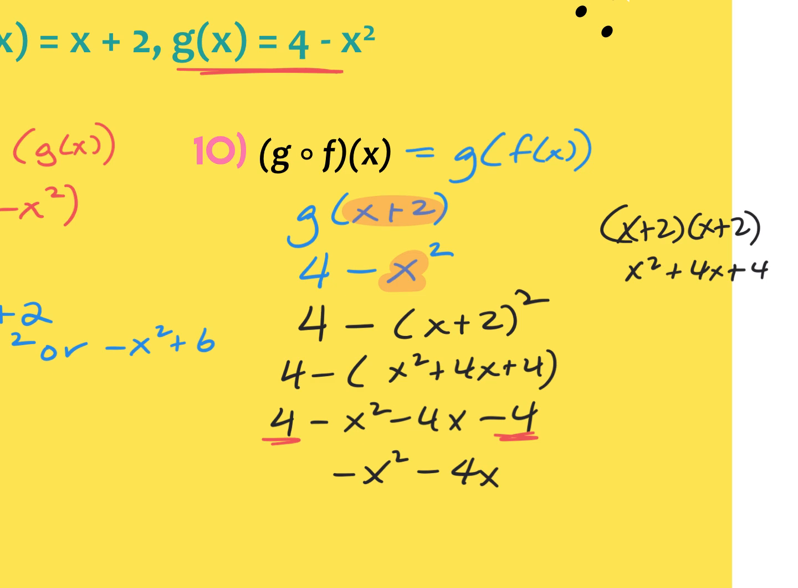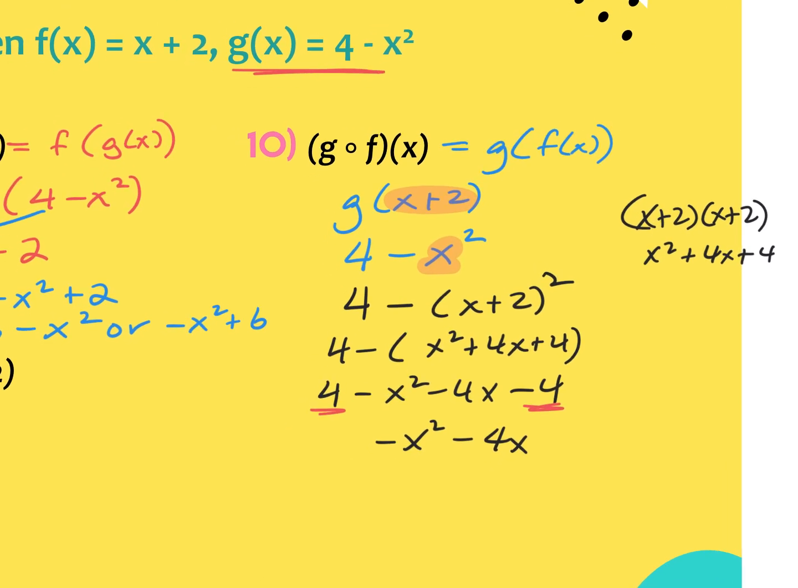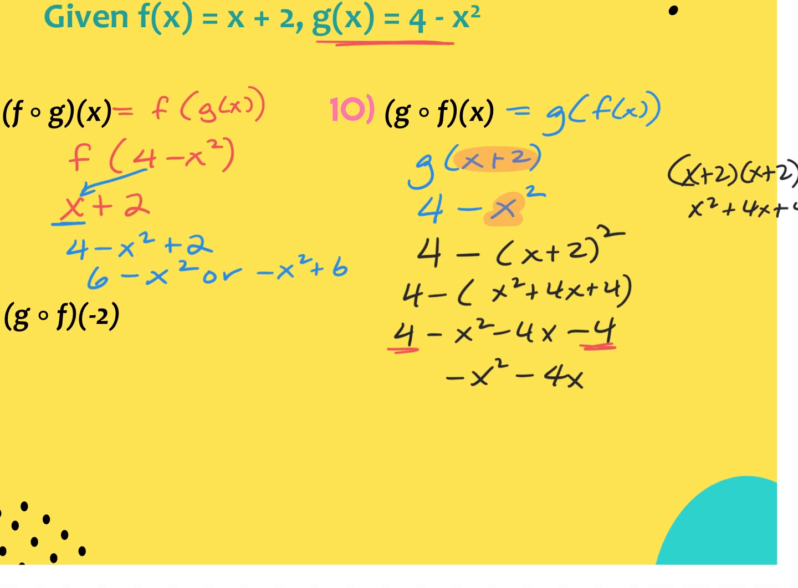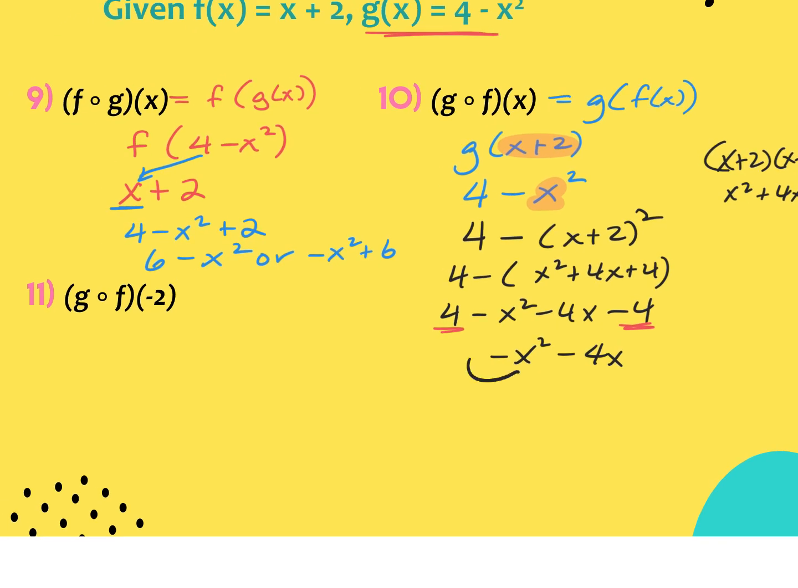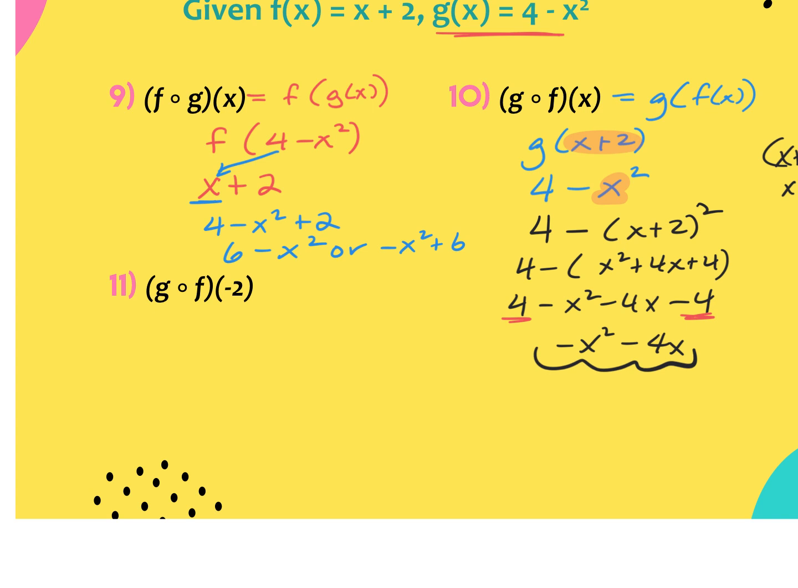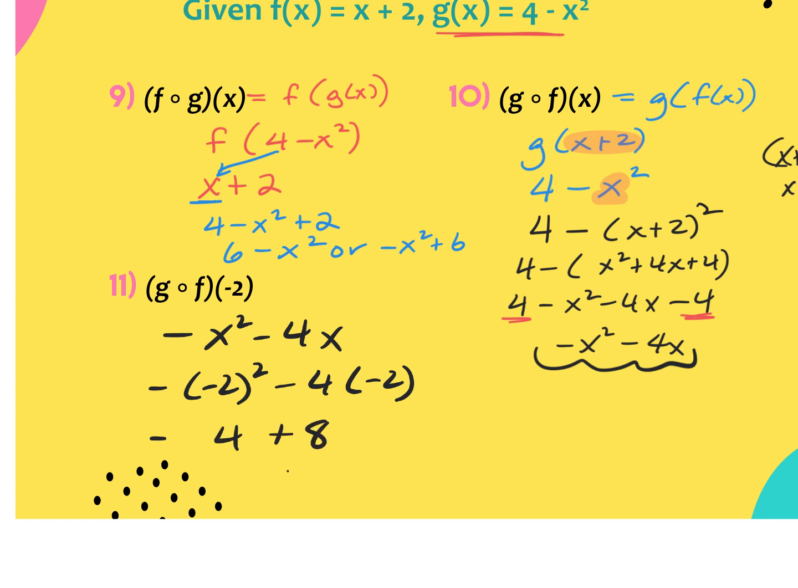Since I've already simplified the G composed with F, I can now use this answer to answer number 11. So I'm going to take number 10's answer, and I'm going to go ahead and replace X with negative 2. Going to follow order of operations, and then combine, and the final answer is 4.